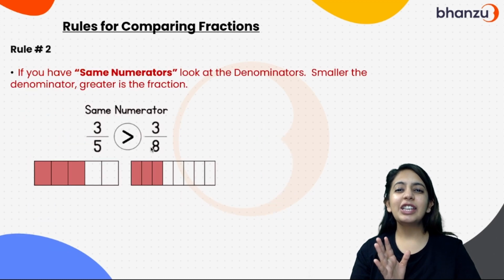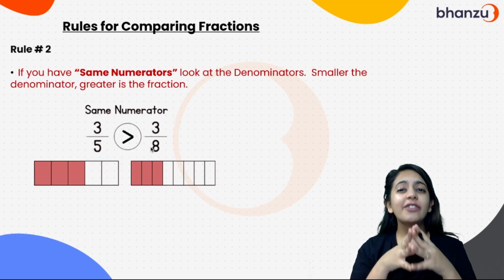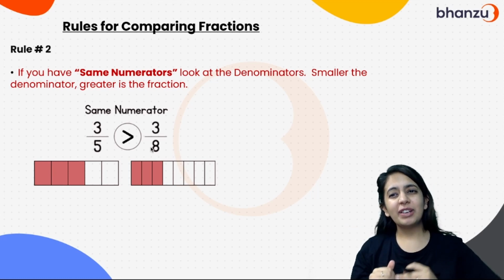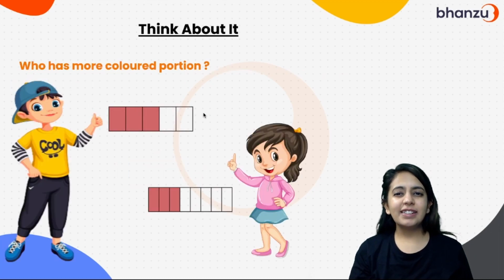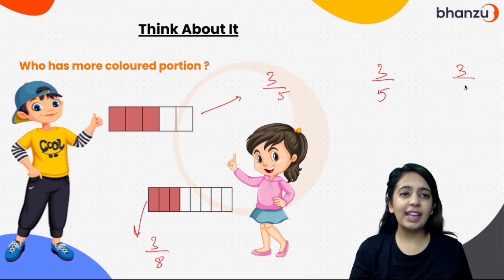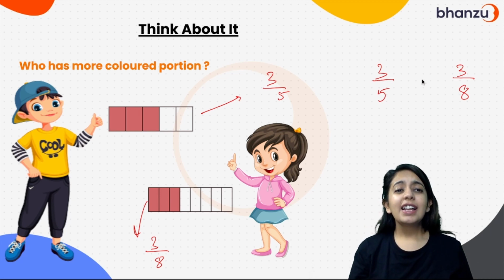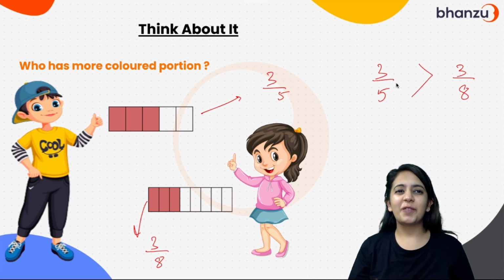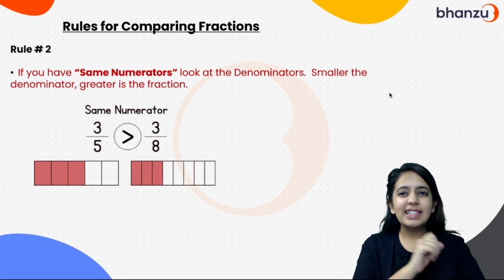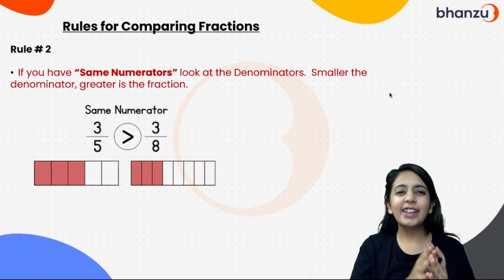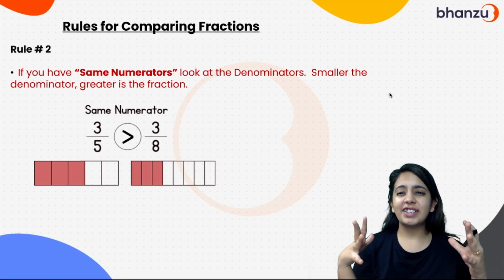So here's the new rule: whenever you have fractions with the same numerators, you just have to check the denominator. Smaller the denominator, greater is the fraction. So my dear, here the fraction was 3/5 and here the fraction is 3/8. And if you compare 3/5 and 3/8, the numerators are the same, right? Now smaller the denominator, greater is the fraction. So 3/5 is greater, and the reason is this rule: in fractions with the same numerator, you compare the denominator. Smaller the denominator, greater is the fraction.